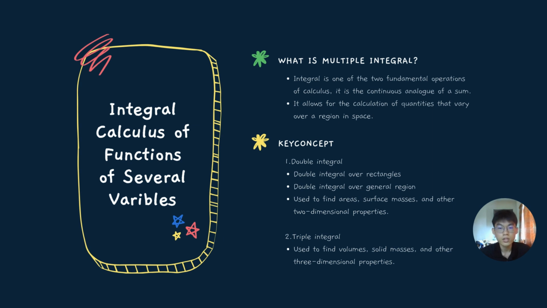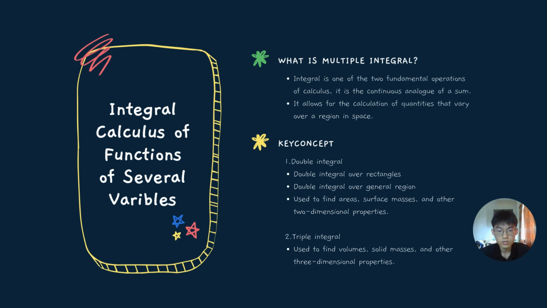So, what is multiple integration? Integral is one of the fundamental operations of calculus. It's a continuous analog of a sum. It allows the calculation of quantities that vary over a region in space. And it has two key concepts: one is double integral and one is triple integral.